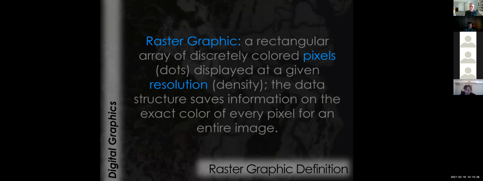Okay, so first we're going to talk about raster graphics. A raster graphic is defined as a rectangular array of discretely colored pixels or dots that are displayed at a given resolution or density. The data structure saves the information on the exact color of every pixel for an entire image.